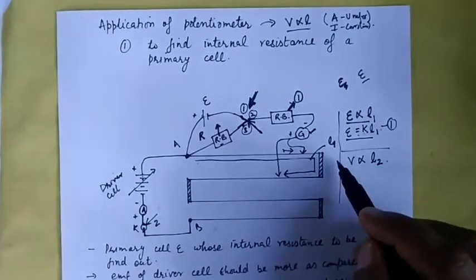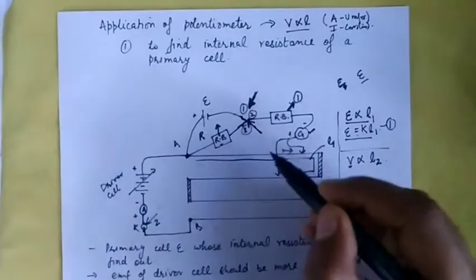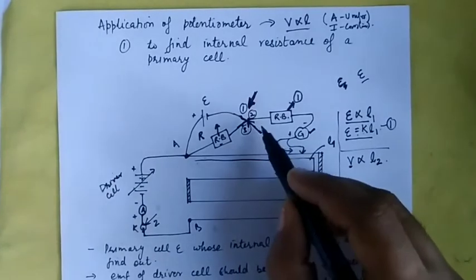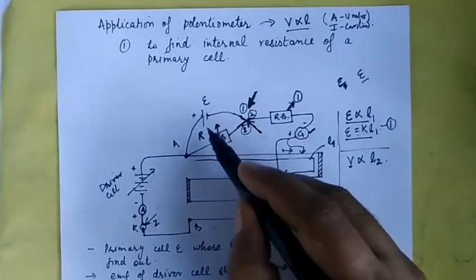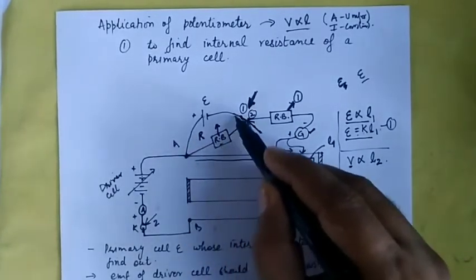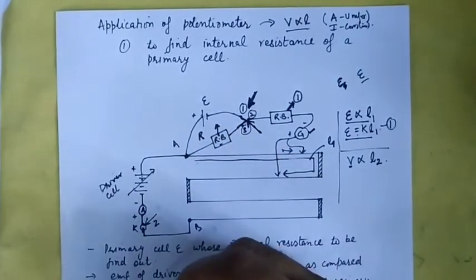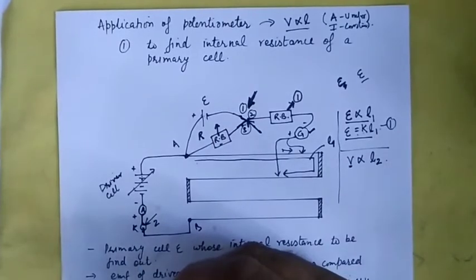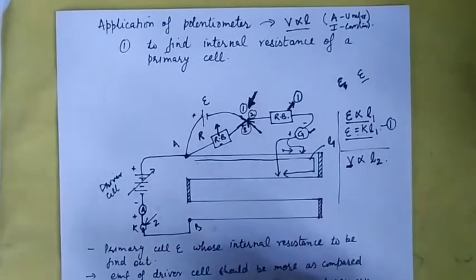Now the question is why we have taken V instead of E. It is because now the galvanometer is showing zero deflection. This means that the current is not present from here to here, but the current is present in this section of the loop. Because of the presence of current in this loop, it cannot be the EMF. The potential difference when there is no current is the EMF, but when there is a current, that is the terminal potential. That is why we have taken V here. So V is directly proportional to L2.